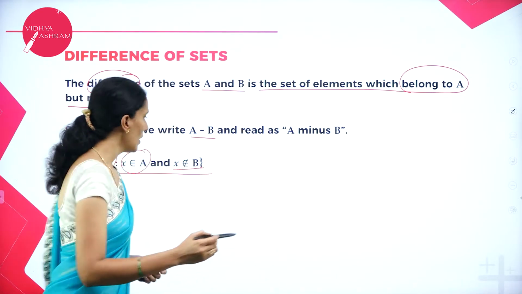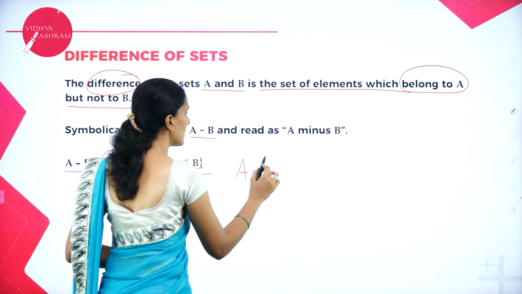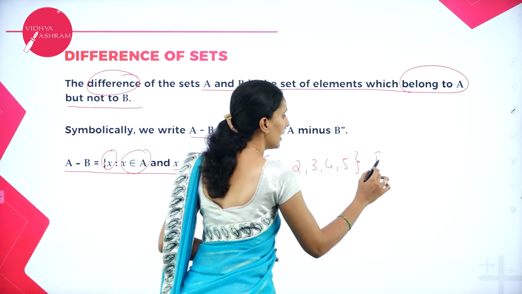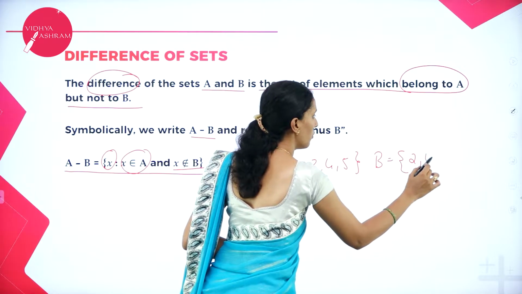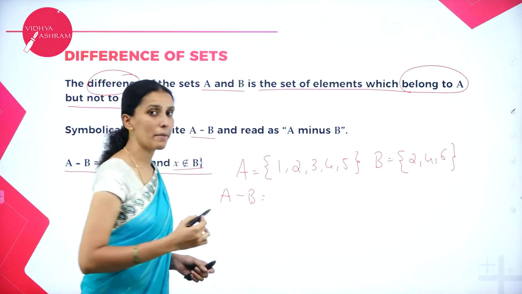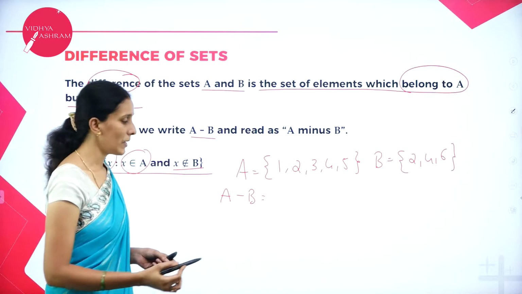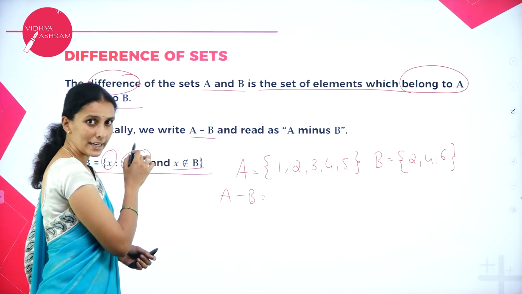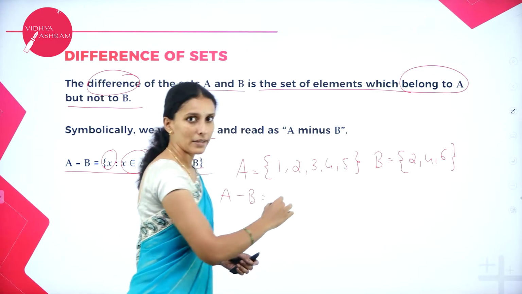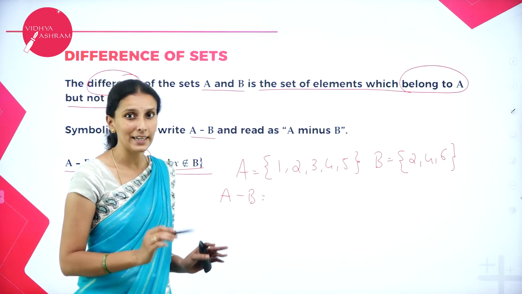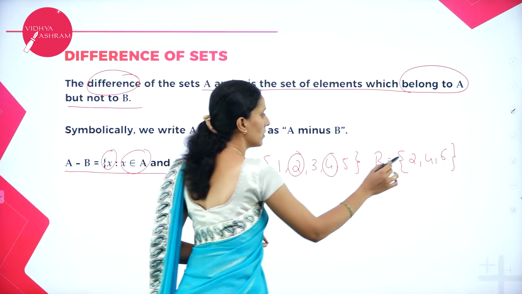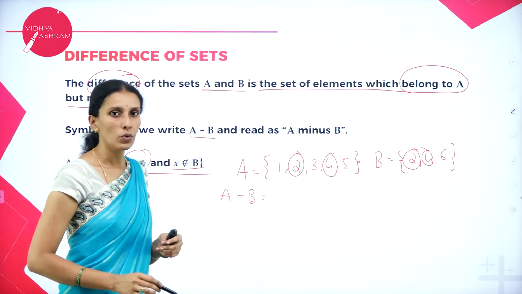I'll give you an example. Suppose you have a set A equal to {1, 2, 3, 4, 5}, and set B equal to {2, 4, 6}. What does A minus B represent? A minus B means the collection of all those elements in A which are not in B. That means you are not writing the common elements. You are writing only the elements present in A but not in B. What are the common elements here? We have 2 and 4. So remove this 2 and 4 from A.